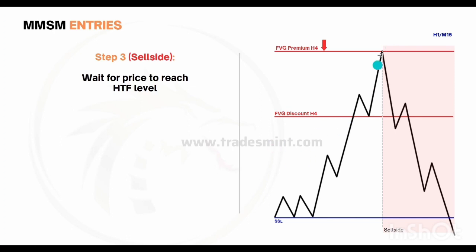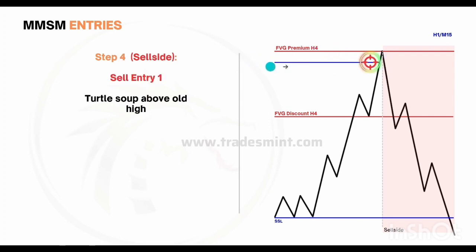So for step 3, we want to wait for price to reach that higher time frame level. If we have an old high to the left, which sits just below the premium end of that 4-hour fair value gap, this could be a turtle soup entry. Now, the concept of a turtle soup is just to enter a short position above an old high if we are going lower. As I have mentioned before, the highest probability turtle soups will happen when the algorithm is looking to kill two birds with one stone. In this case, it was looking to rebalance our 4-hour sell side imbalance.